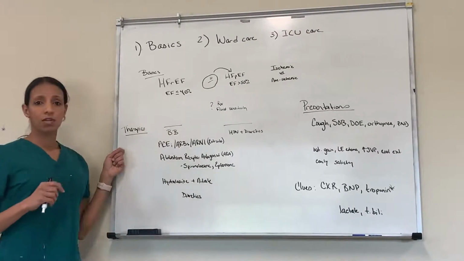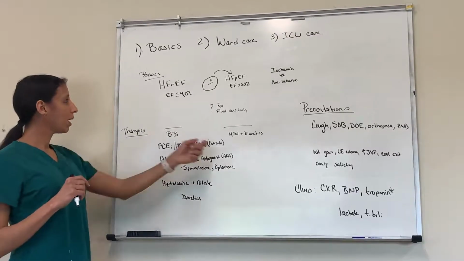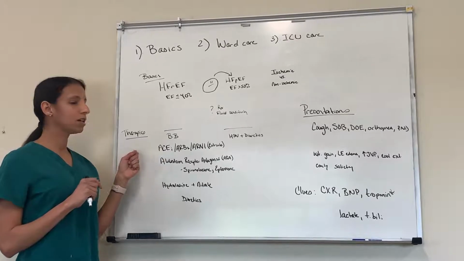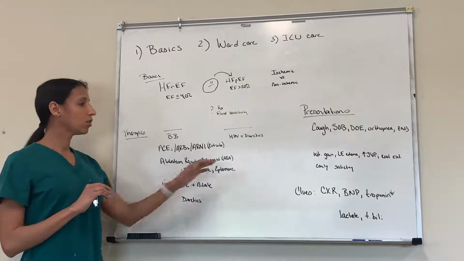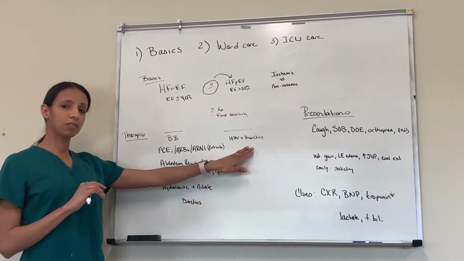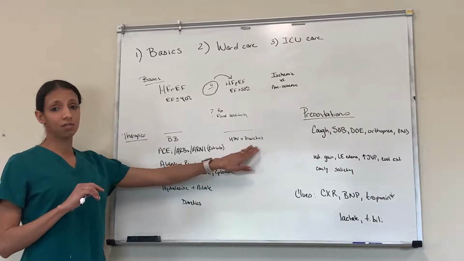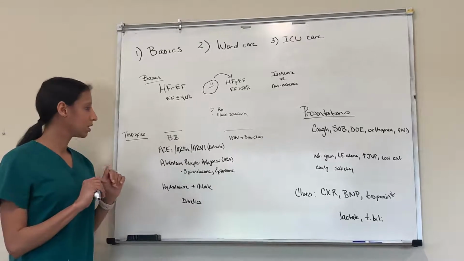I mentioned therapeutics. The big difference between HFpEF and HFrEF is the types of medications that we have them on, in terms of the intent. For preserved ejection fraction patients, it's very easy. We basically treat their hypertension and we give them diuretics, however it is that it works.